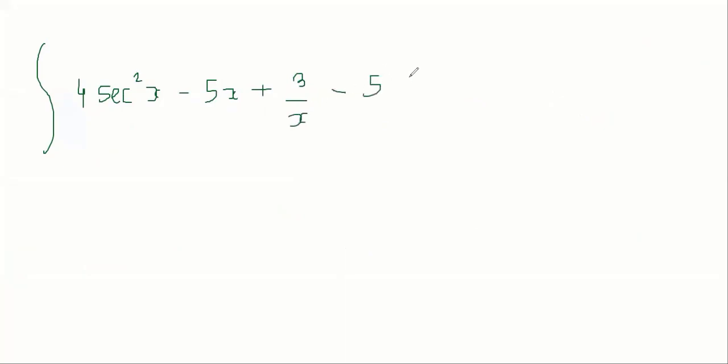Let's solve another question before we go. What is the integration of 4 secant square x minus 5x plus 3 by x minus 5 cos x plus 3 e to the power x, everything with respect to dx? Can everybody solve and write the answer on the chat, please?